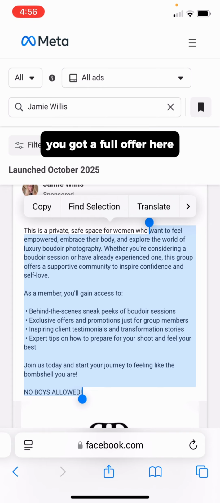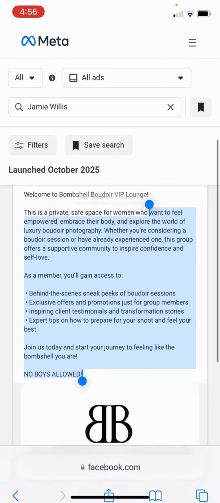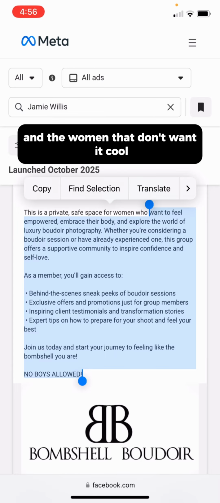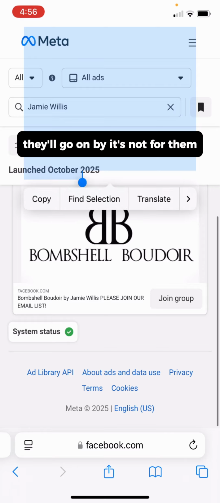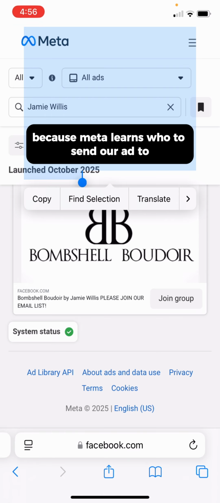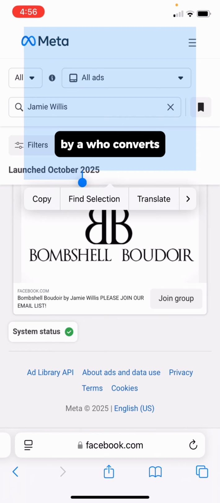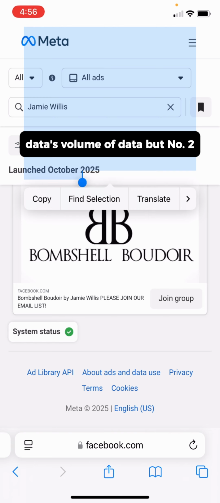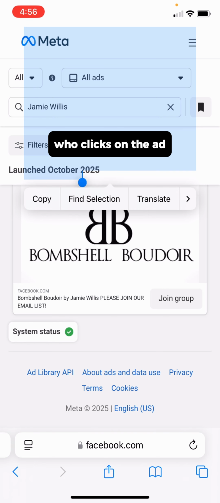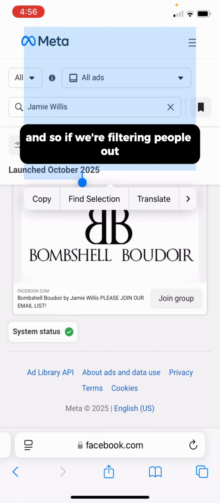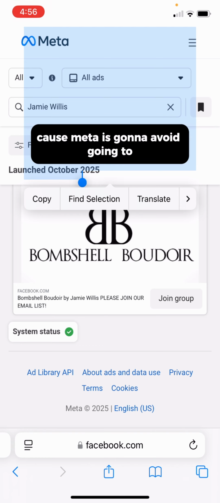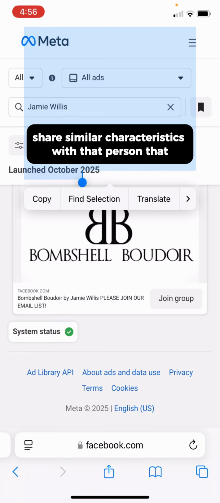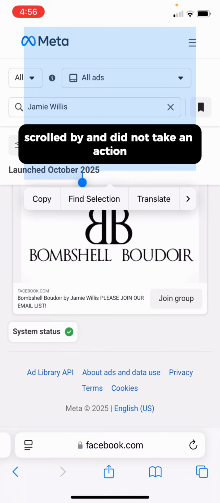All right, so yeah, you got a full offer here, so that's good. So this will filter out the women that want this or don't want this, and the women that don't want it, cool, they'll go on by. It's not for them, and that's good because Meta learns who to send our ad to by A, who converts, which is actually the much lower volume of data, but number 2, who clicks on the ad. And so if we're filtering people out and they're not clicking, that's good because Meta is going to avoid showing our ad to Meta profiles that share similar characteristics with that person that scrolled by and did not take an action.